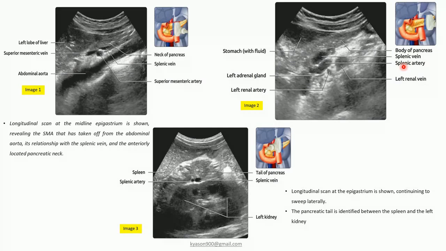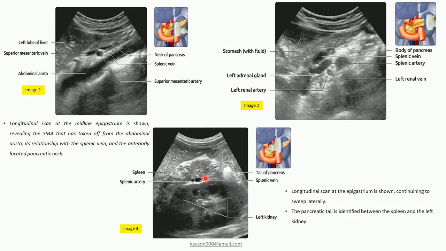Okay. In this image, of course, we are positioning the probe towards the left side of the patient, and of course, you're going to be seeing the tail. The tail of the pancreas, you can see it's going to be lying almost adjacent to the left kidney. And in this scanning plane, the left kidney will come into view posterior to the tail of the pancreas.